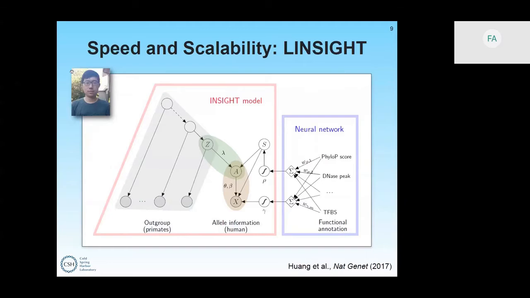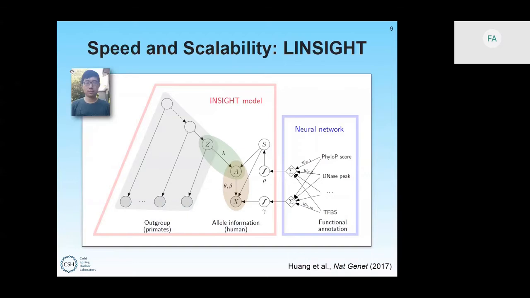Okay. I'm going to show you very quickly two methods that I don't have time to talk about in detail, but I want you to know about them. The first is called LINSIGHT. This was developed by a very talented postdoc in the lab, Yifei Huang, who's actually about to start a faculty position at Penn State.